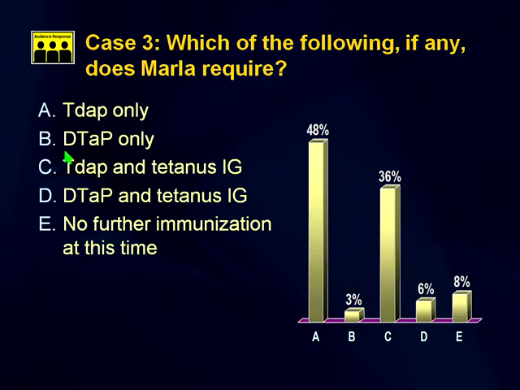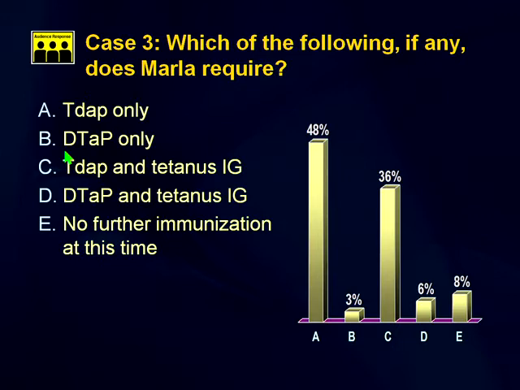Okay, now the deal with dirty wounds is how many shots do you have to have before you have enough protection where you never have to get immune globulin? Okay, if you have 0, 1, or 2 immunizations in your life, and you get a dirty wound, you need to get immune globulin. If you've had at least 3 shots sometime in your life for tetanus, you don't need to ever worry about getting immune globulin. Okay, so how many shots has Marla had? 4. So she's had at least 3.